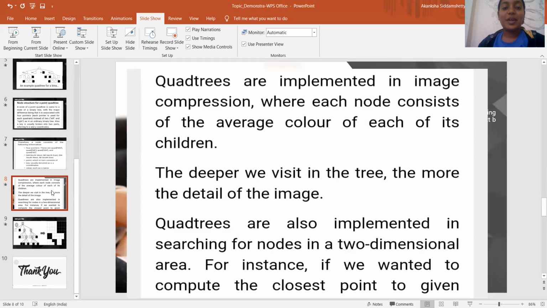Quadtrees are implemented in image compression, in which each node consists of the average color of each of its children. The deeper we go in the tree, the more detailed the image.